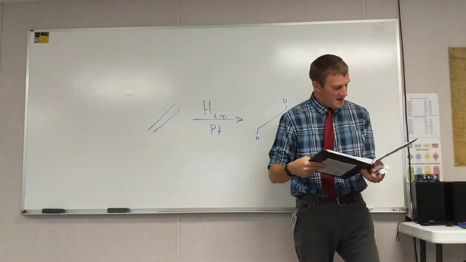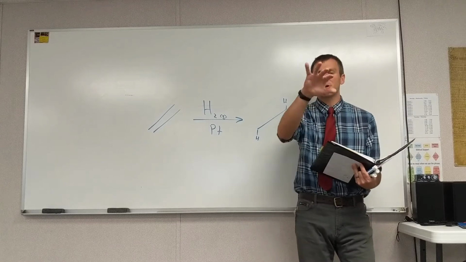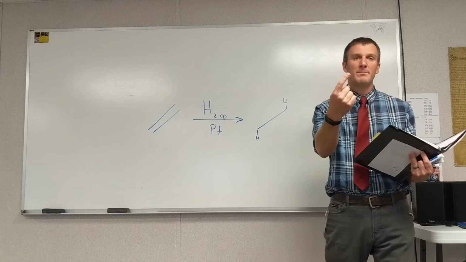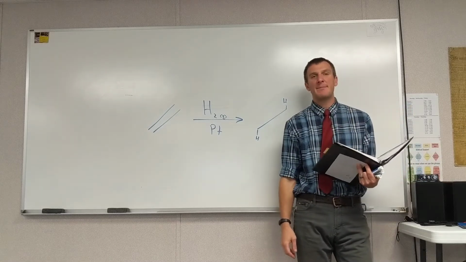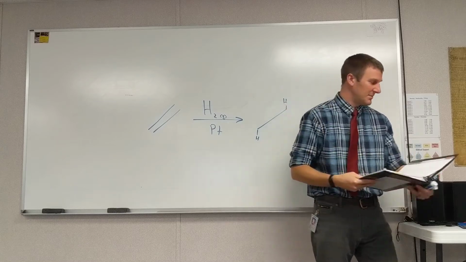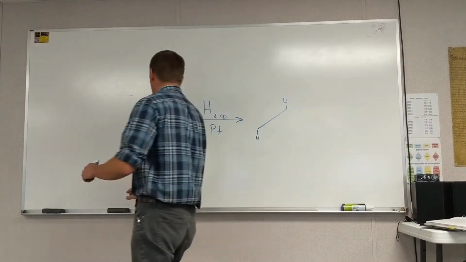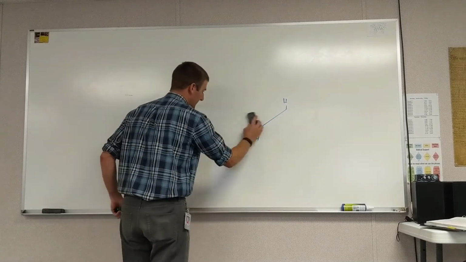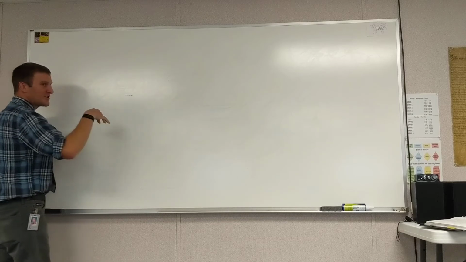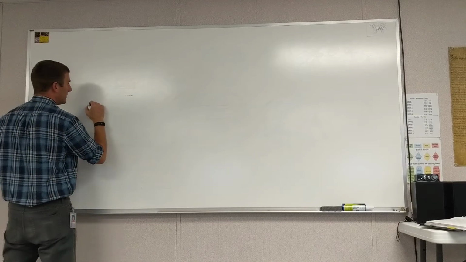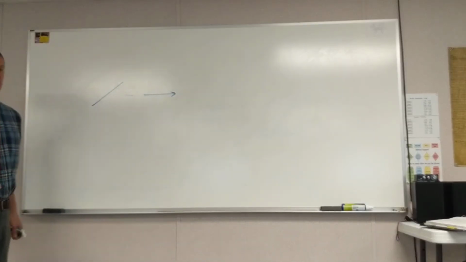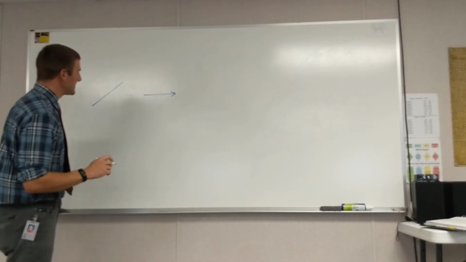14. Addition and elimination reactions are complete opposites in terms of bonds. Addition makes 2 sigmas and breaks 1 pi. Elimination does the opposite. Elimination makes 1 pi by breaking 2 sigmas. So let's go through one quick example of that. Let's say I start with ethane, and I want to turn it into ethene.